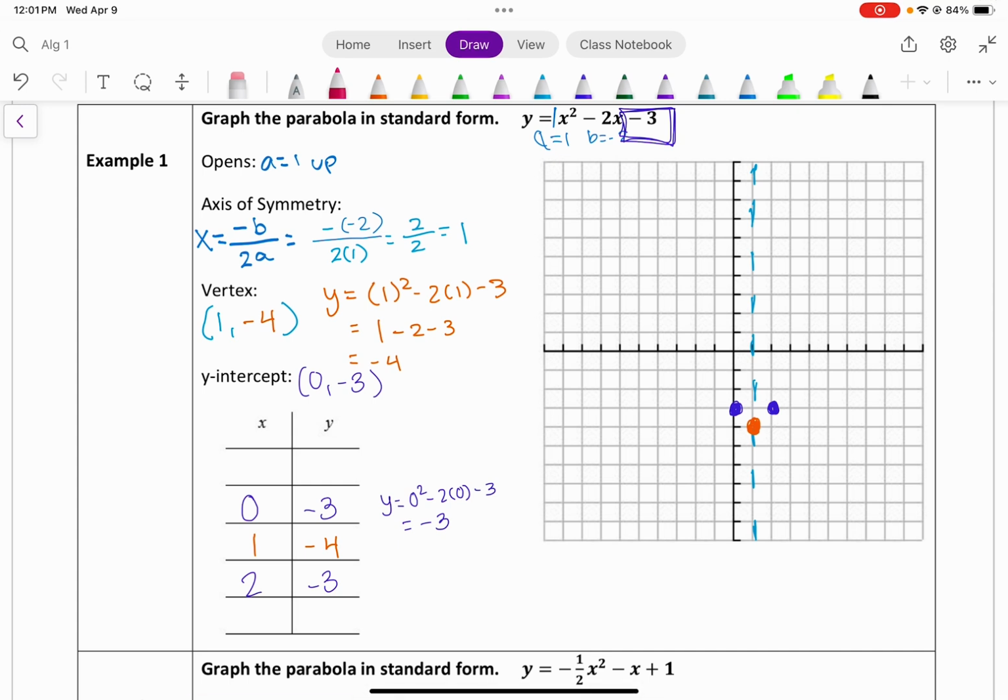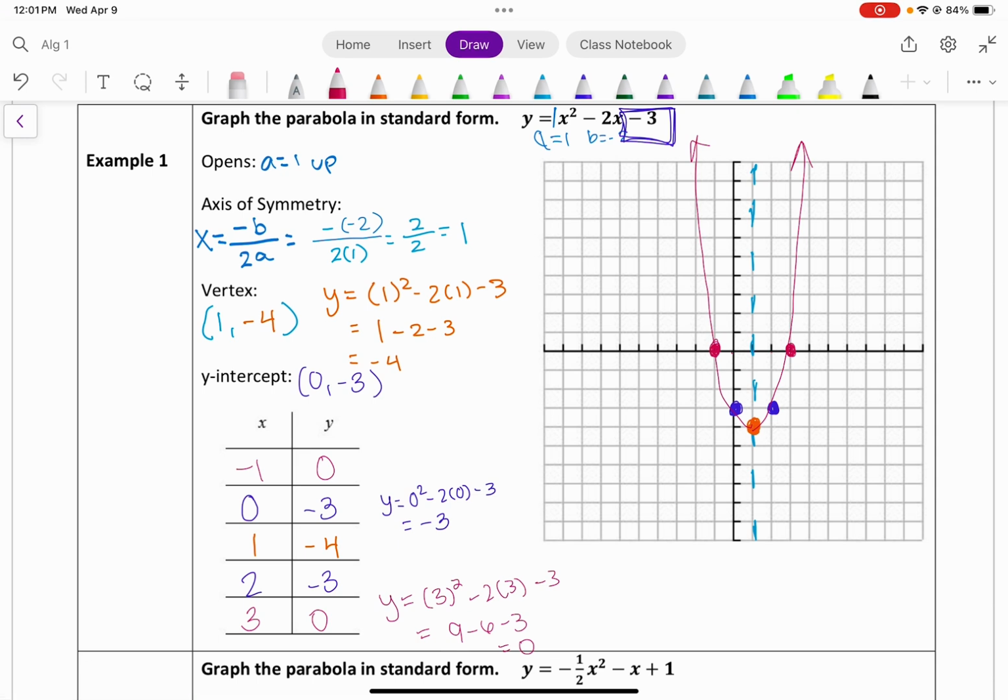Now I'm going to pick one more value. I'm going to pick a +3 to get my last 2 points. So that will leave me with 3 squared minus 2 times 3 minus 3. 9 minus 6 minus 3 is 0. Hey, look, we found an x-intercept. (3, 0) is one of our x-intercepts. If I mirror that point, so it's 2 away on the right, I need a point 2 away on the left. Here's our other x-intercept of (-1, 0). And then we can sketch that parabola.